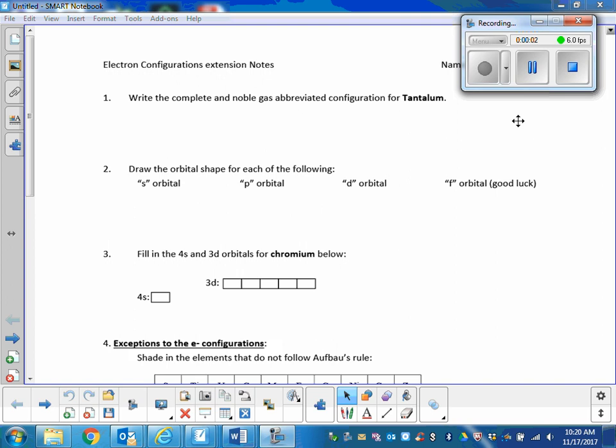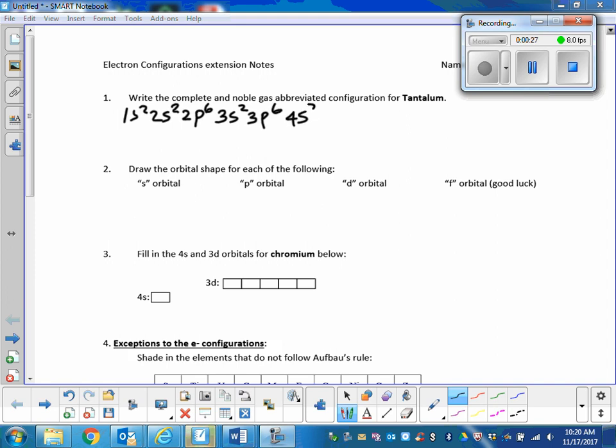Who's going to help me write the electron configuration for tantalum, element 73? All right, Ryan. 1s2, 2s2, 2p6, 3s2, 3p6. Hold on, I'm going to continue. All right, 4s2, 3d10, 4p6, 5s2, 4d10, 5p6, 6s2, and then what? And then 4f14.